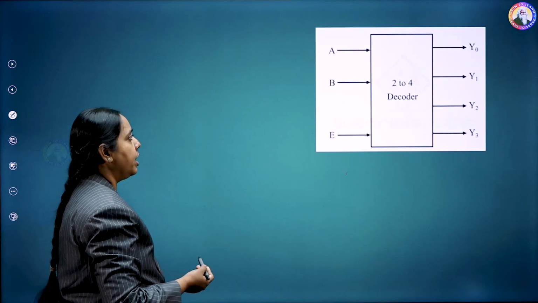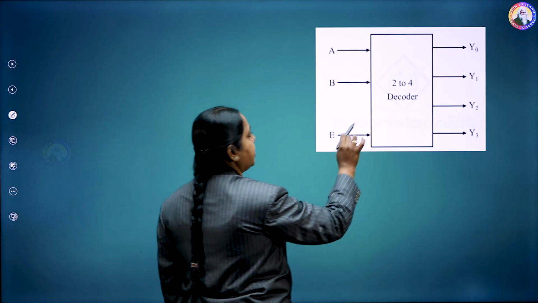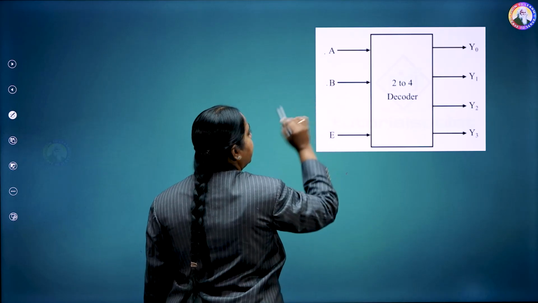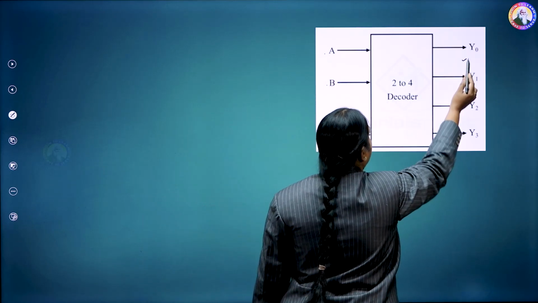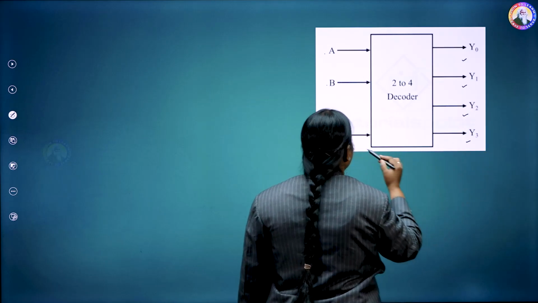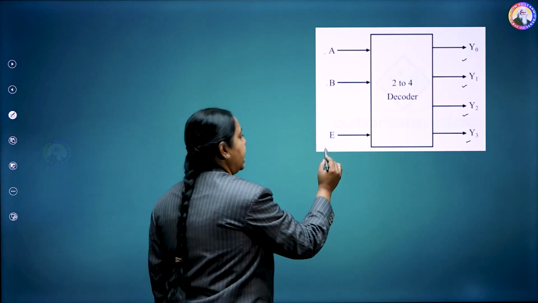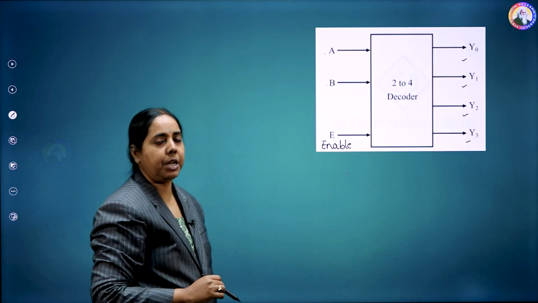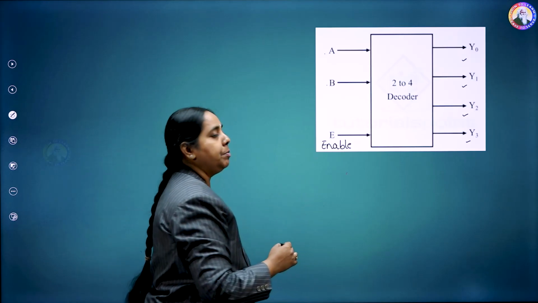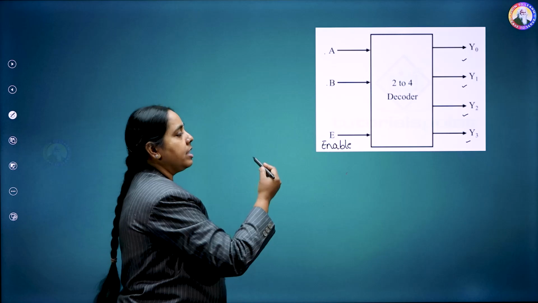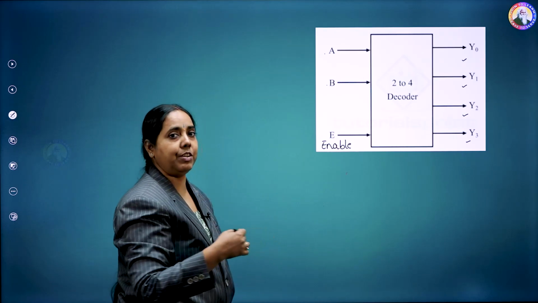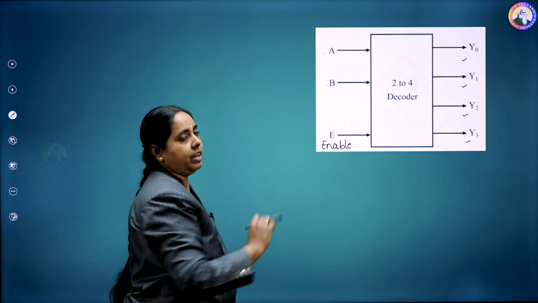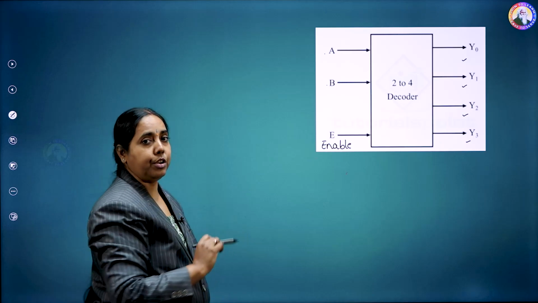Now let us see the first type, that is the 2 to 4 decoder. This is the representation of the 2 to 4 decoder. Here, if you observe, I have 2 inputs, A and B, and 4 outputs, Y0, Y1, Y2, Y3. One more pin is there, which is called the enable pin or enable bit. Whenever the enable bit is in active mode, it will identify the input in order to produce the output.